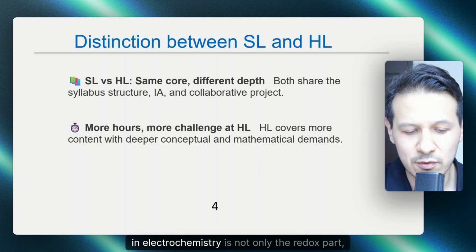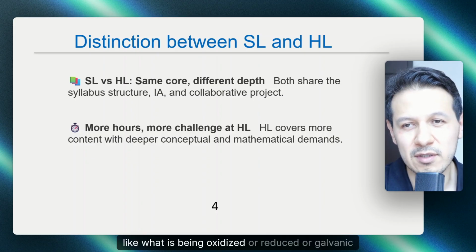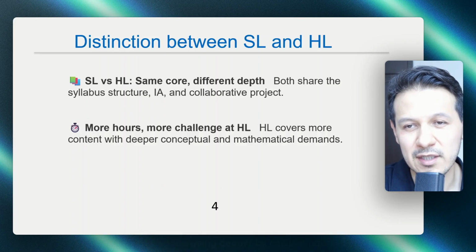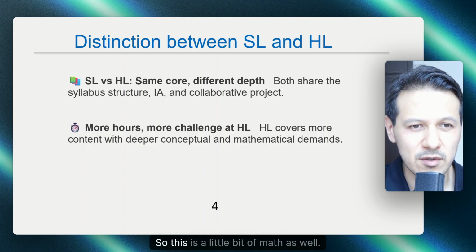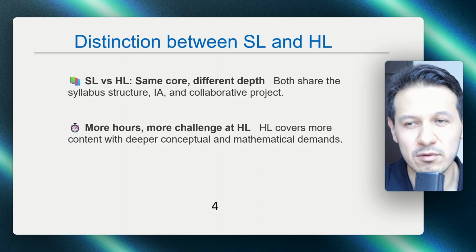In electrochemistry, it is not only the redox part, like what is being oxidized or reduced, or galvanic cells, but we are going deeper by calculating the electrode potentials. So this is a little bit of math as well, if we talk about the Nernst equation or things like that.